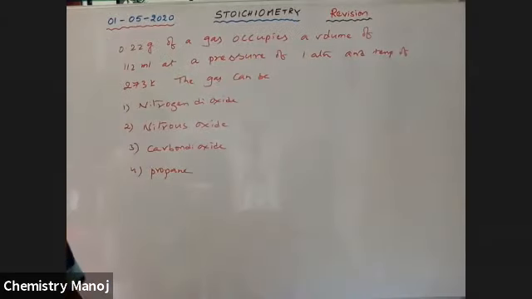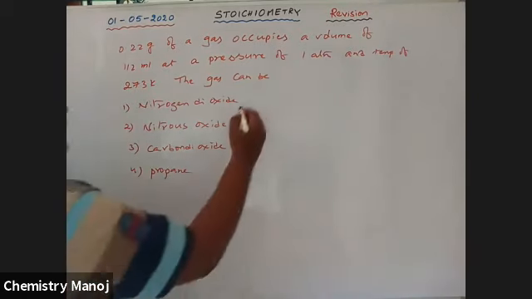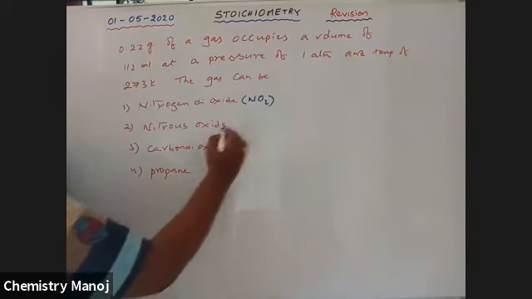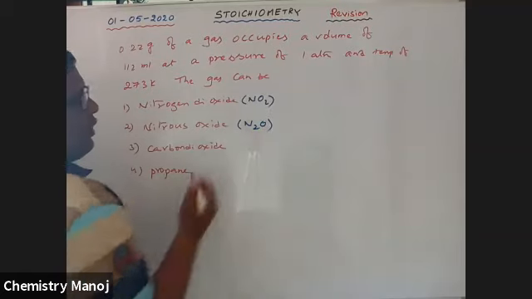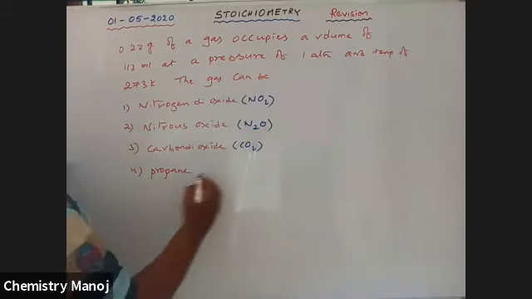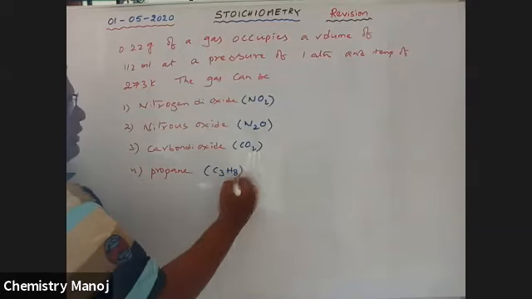3, 4. Check once again. Do you know the formula of this compound? Nitrogen dioxide is nothing but NO2. Nitrous oxide is N2O, commonly called laughing gas. It is carbon dioxide. Propane means C3H8. These are the formulas.